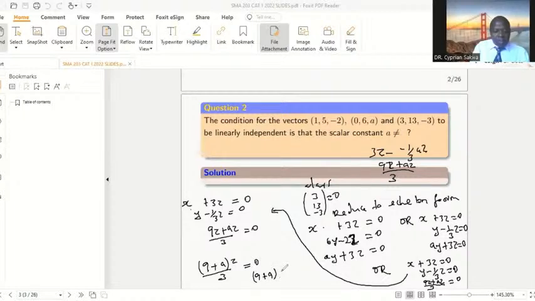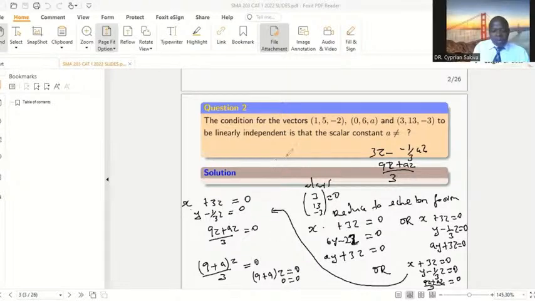This is 9 plus a, z is equal to 0. Now, if a is negative 9, we would have a 0 here. It's 9 plus a. So if a would be negative 9, we would have a 0 here. So we would have 0 is equal to 0. So if 0 is equal to 0, that would then mean that the system would have infinitely many solutions.